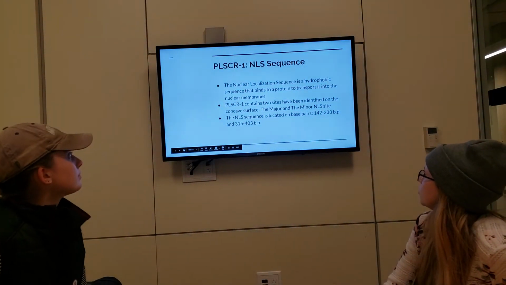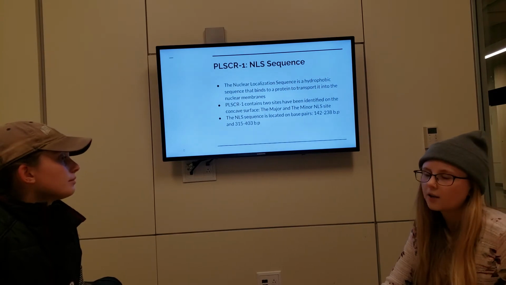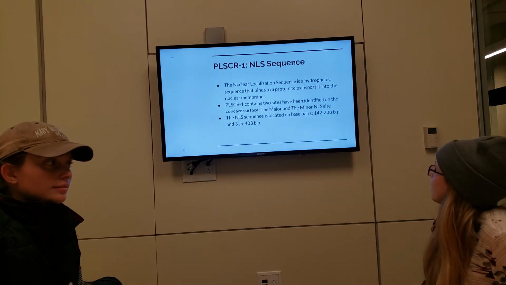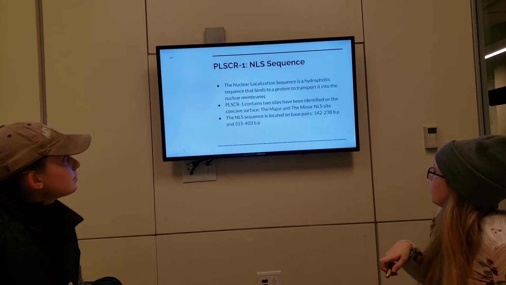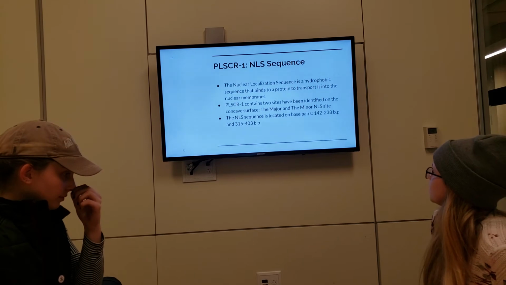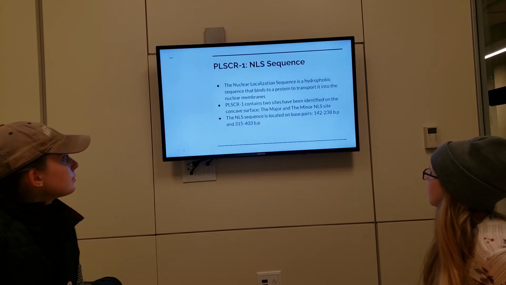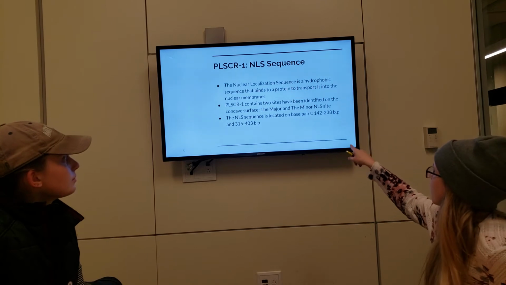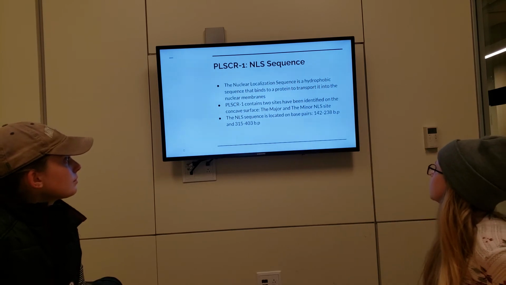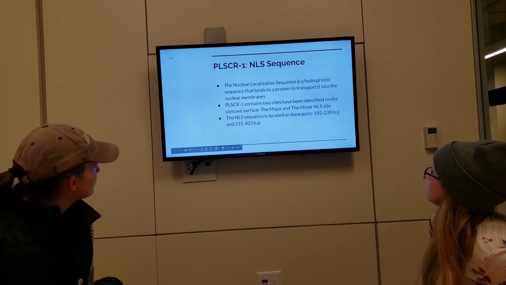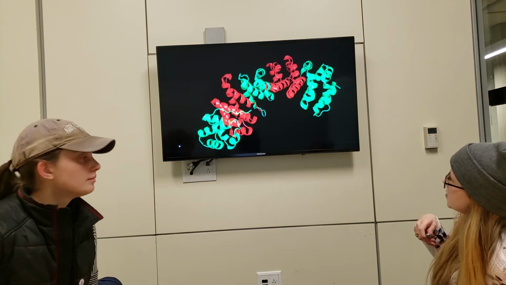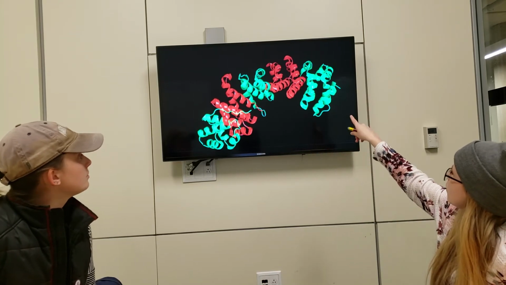So they also contain a nuclear localization sequence, and that's a hydrophobic amino acid sequence, and they are important to importin binding. Basically, it's required in order for the importin molecule to bind to the molecule. The protein also contains 2 sites that have been identified, the major and the minor NLS site, and those are just the base pairs that the first one's the major and the second one's the minor. And this just depicts in the red the 2 NLS sequence sites. The one on the left is the major and the one on the right is the minor.